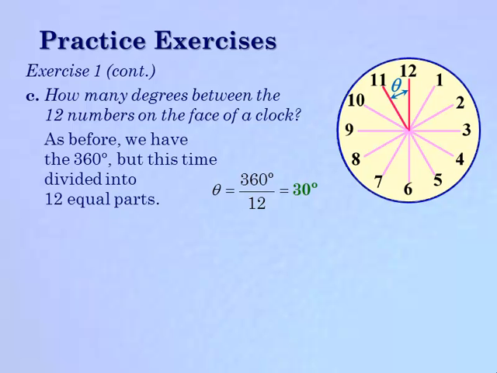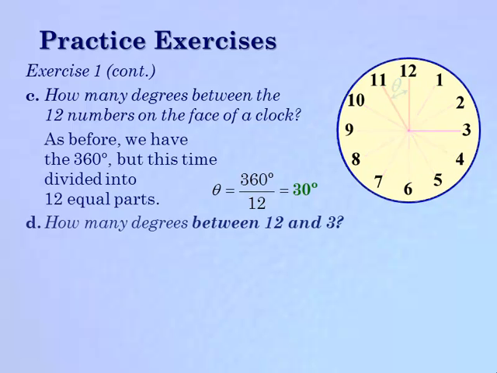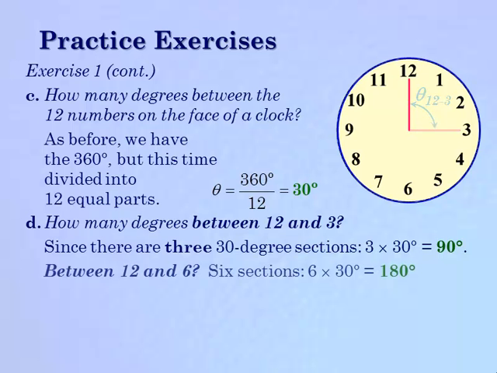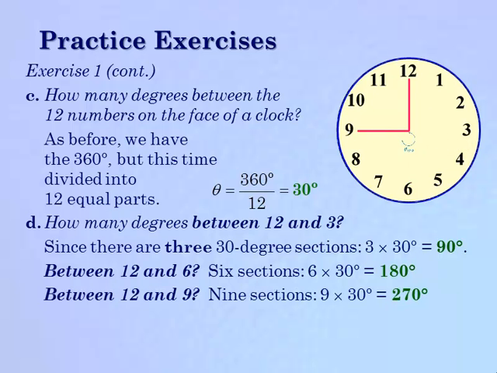Now, how many degrees are there between 12 and 3? And you can see that just by looking at it. But just to be mathematical about it, since we know that one of those numbers is 30 degrees, 3 of those numbers will be 90 degrees. So between 12 and 6, well, you can see that also without using a calculator. It's a straight angle, so it'll be 180 degrees. But if we go ahead and do the math approach to it, we'll say that there's 6 numbers times 30 degrees for each number, and that'll give you also 180 degrees.